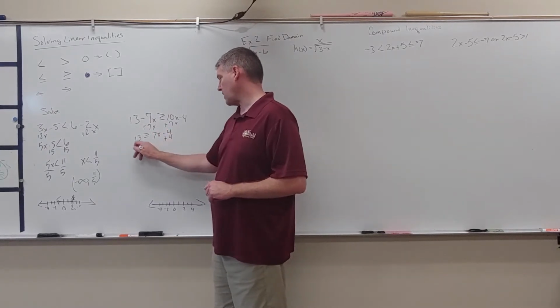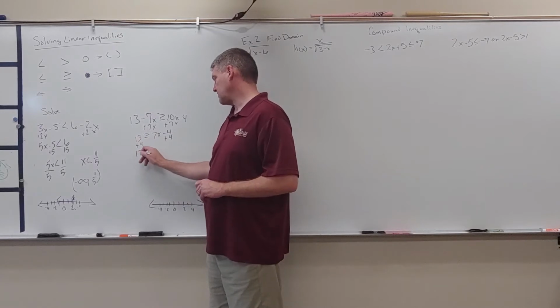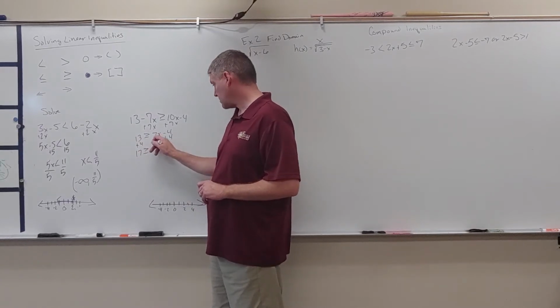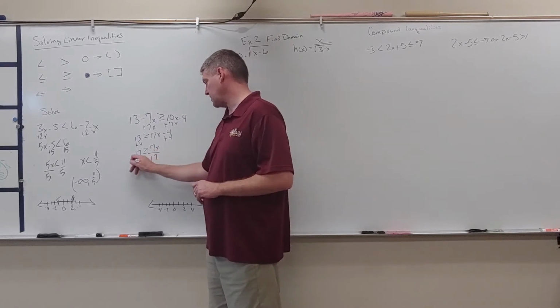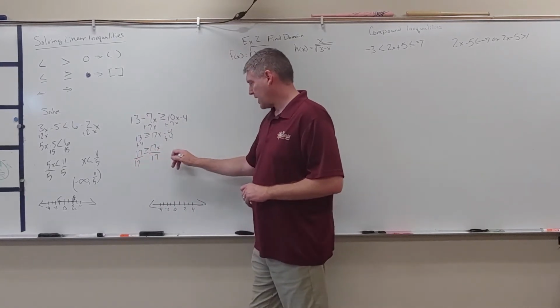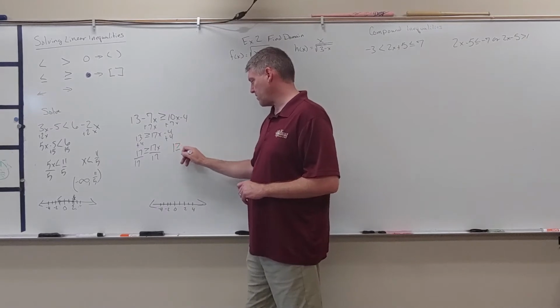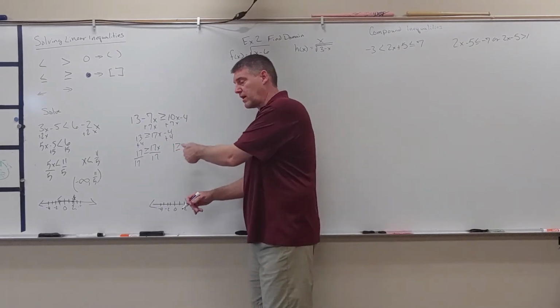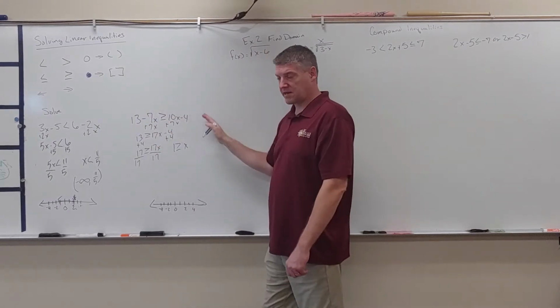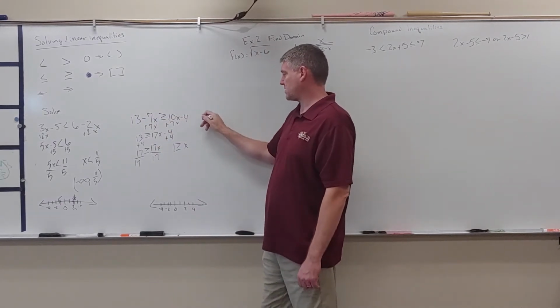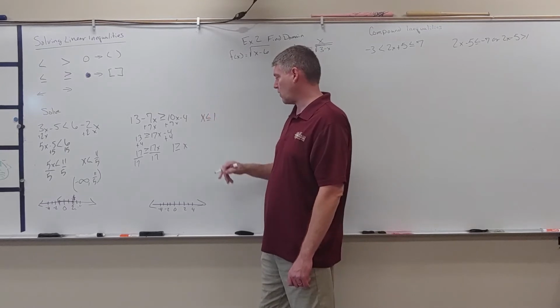I have 13 is greater than or equal to 7x minus 4. Add my 4 over, add my 4. 17 is greater than or equal to 17x. I'm going to divide by 17, divide by 17. And so this gives me 1 is greater than or equal to x. I'm going to flip this around so I always read it with my variable, my inequality, then my number. So this is x is less than or equal to 1.